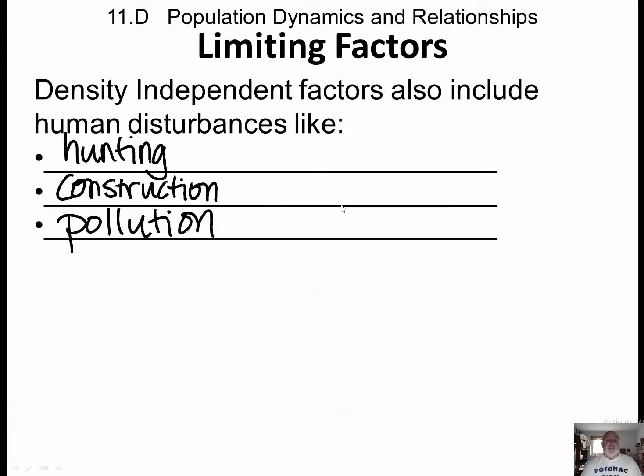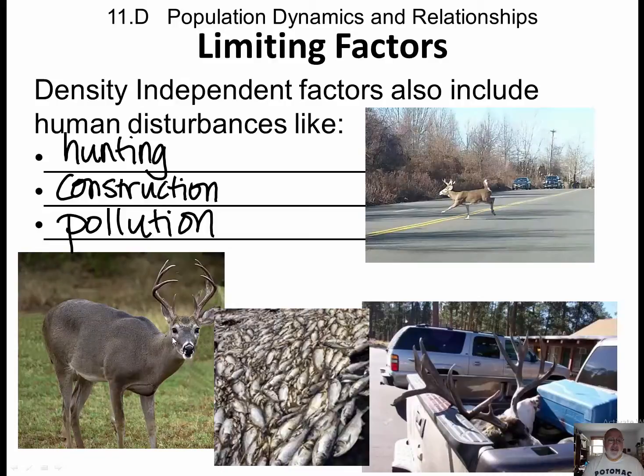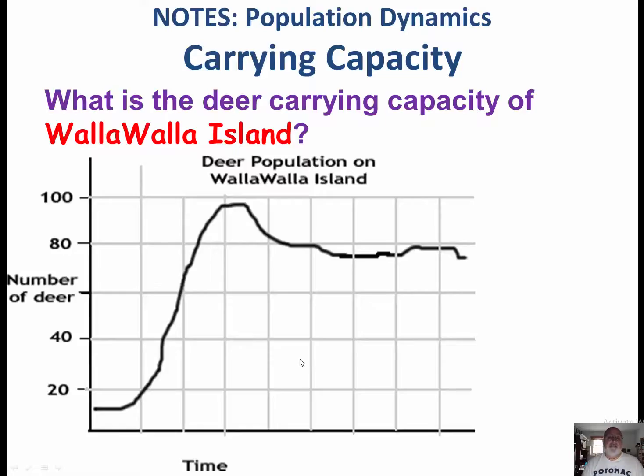Independent factors also, like hunting, construction, and pollution, will happen no matter how many there are. People will hunt, will construct, and will pollute regardless of population. And here is a deer. Here is a deer with construction. There's a deer with hunting. And here are a whole bunch of fish, not sure what kind, with pollution. And it doesn't matter how many deer are out there, you're going to get deer roadkills. Doesn't matter how many are out there, people will hunt. Doesn't matter how many are in there, pollution will affect the population.